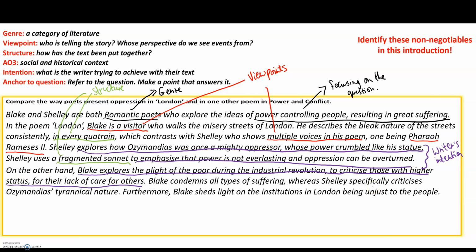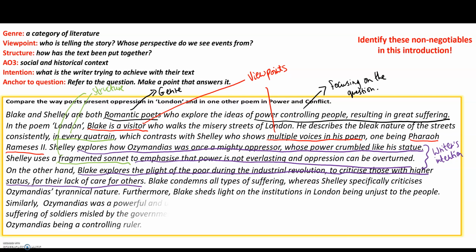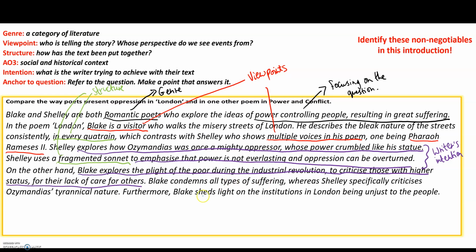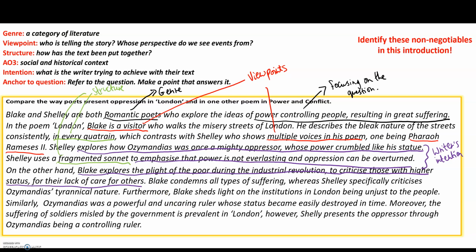Now, if you remember from my planning video, Blake condemns all types of suffering is my first point. So I'm going to be underlining that afterwards. Do bear in mind, in that first sentence, I am specifically comparing both poets together, so that would be in one paragraph. And then I've got another point on Blake, and then we've got similarly, so I'm comparing the two in my actual introduction, just like I will do in my paragraphs.